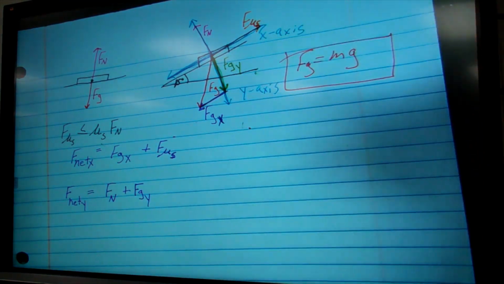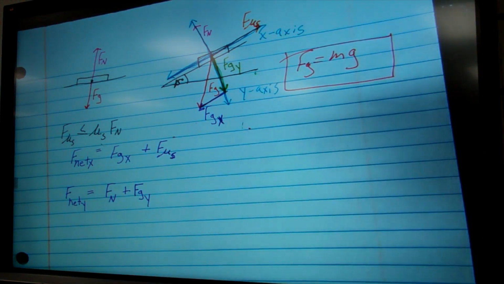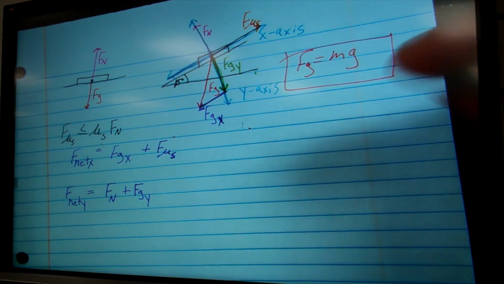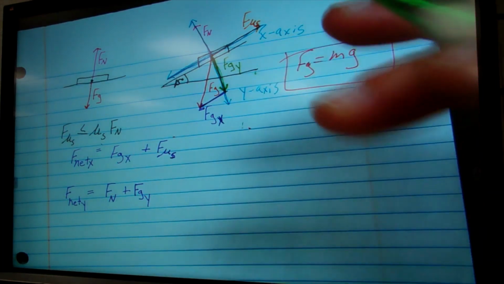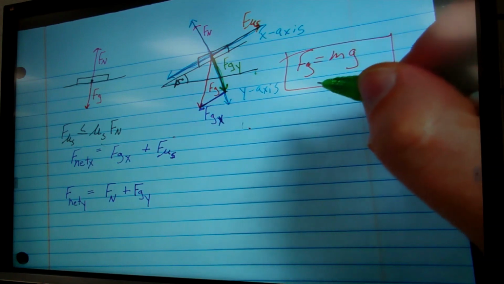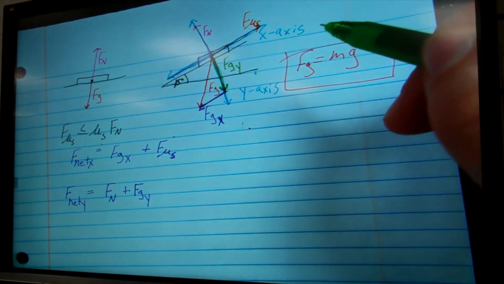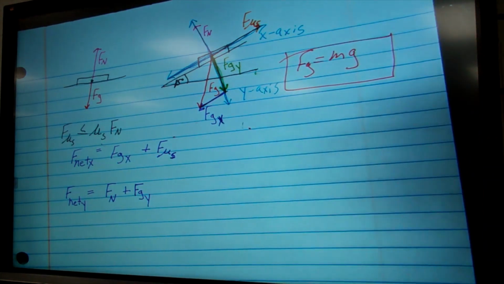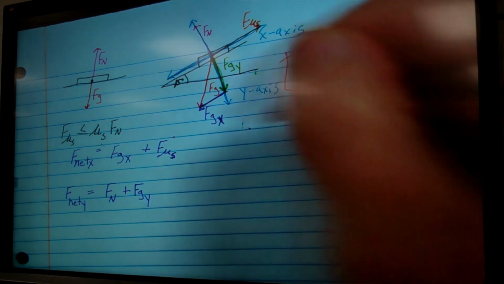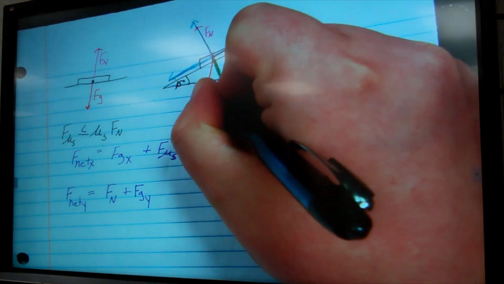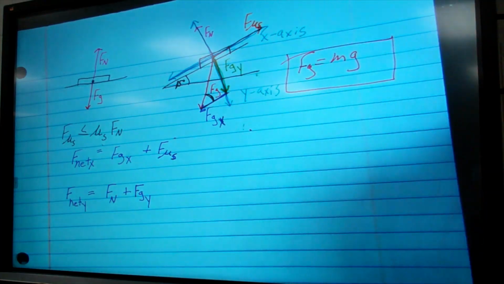The other really cool thing here is, take a look. This is where turning our axis helps. You can find the force of gravity in the Y direction. Why can we do that? Because we have an angle. You may want to guess what that angle is.